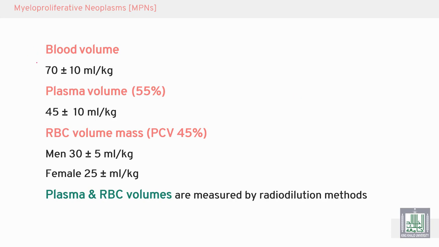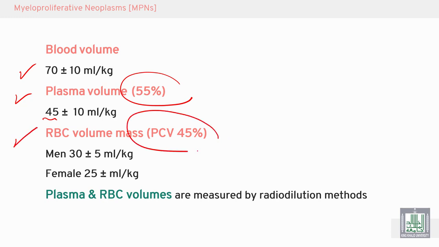Blood volume is 70 plus or minus 10 mL per kilogram. The plasma represents 55% of this blood volume, about 45 plus or minus 10 mL per kilogram. The RBC volume mass represents 45% of the blood volume. That's what is called packed cell volume or hematocrit.